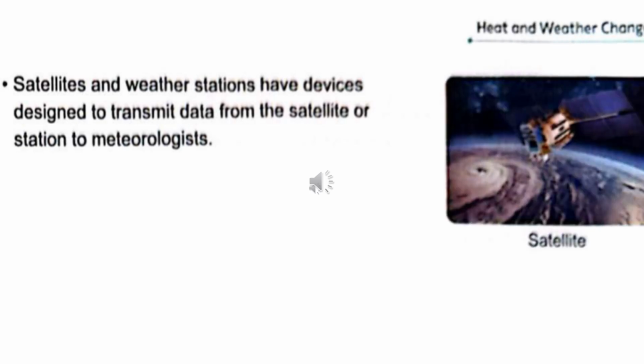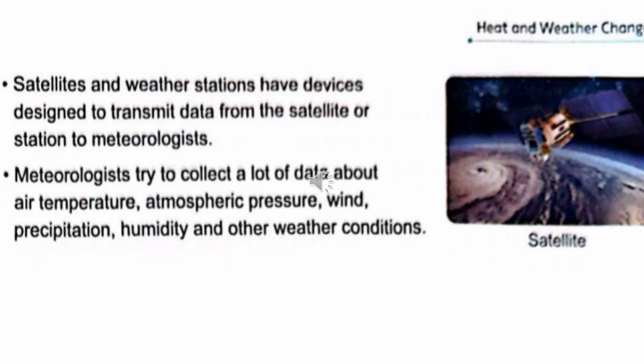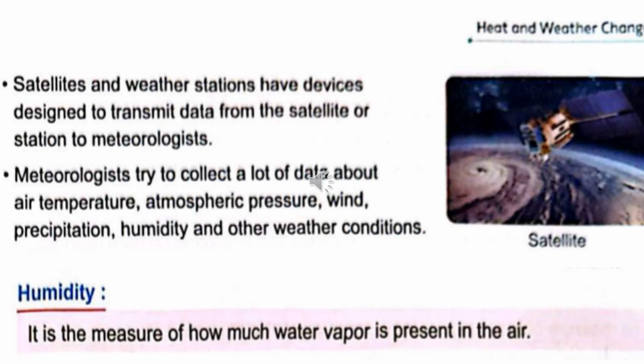Satellites and weather stations have devices designed to transmit data from the satellite or station to meteorologists. Meteorologists try to collect a lot of data about air temperature, atmospheric pressure, wind, precipitation, humidity, and other weather conditions. What is humidity? It is the measure of how much water vapor is present in the air. Okay?